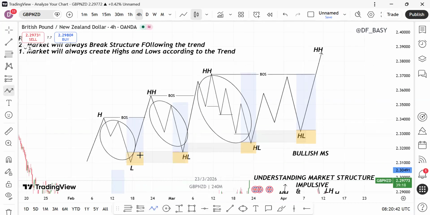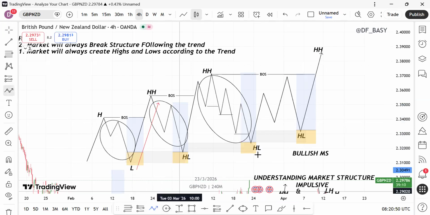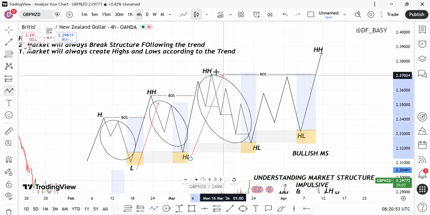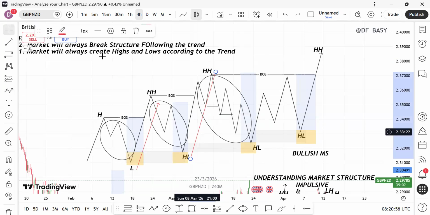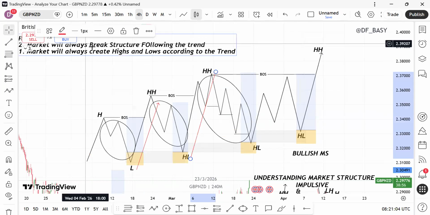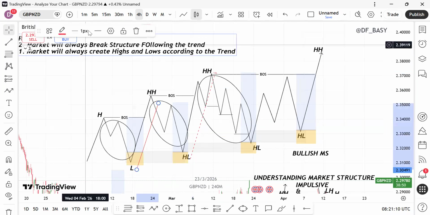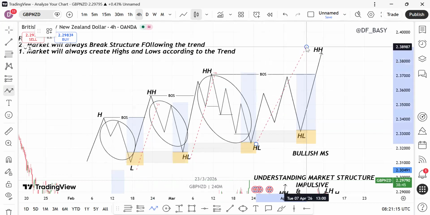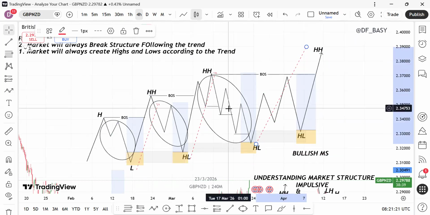In this bullish structure, you have your impulsive move from here to here. You're looking for your impulsive move. This is your impulsive move from here to here. Can you see it? That is basically your impulsive move. That swing structure, this swing, that is the impulsive move. This is the corrective move.